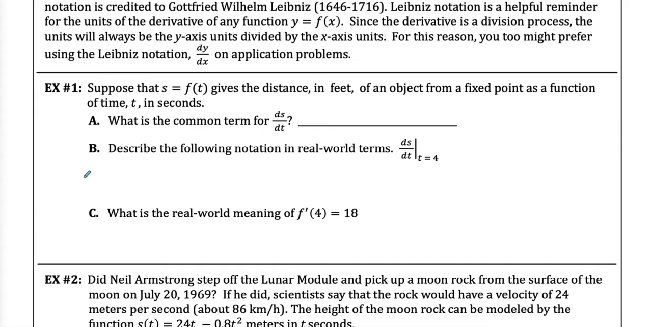Okay, let's look at example 1. It says, suppose that S equals f of t gives the distance in feet of an object from a fixed point as a function of time t in seconds. So it's basically just telling you what S is. Okay, what's the common term for ds dt?